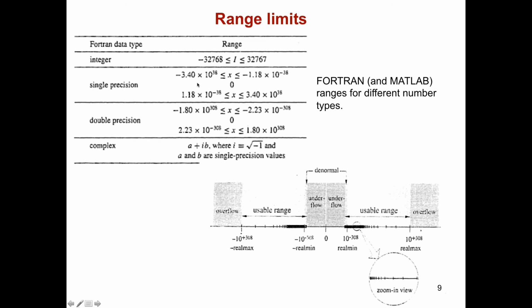And you can do the similar analysis for single precision. Then you're roughly on the 10 to the 38, so the largest exponent is 38, and the smallest exponent is 10 to the minus 38. And we have already seen that integers, this is a 2-byte integer, yes?